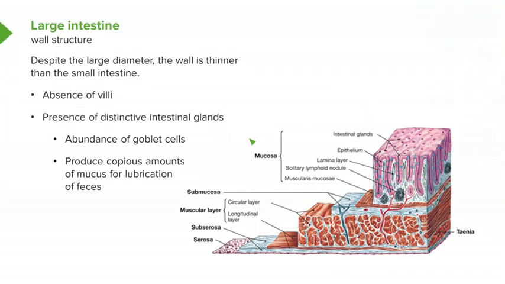Its main priority is to store feces and to allow for their defecation. And that's why we have these distinctive intestinal glands which are located in the wall of the large intestine. Within these glands, there's an abundance of goblet cells, and these produce lots and lots of mucus. Because the water is being drawn out from the feces, they can become quite dehydrated, quite dry. So we need some lubrication via this mucus to allow the feces to pass through the large intestine and ultimately be removed.